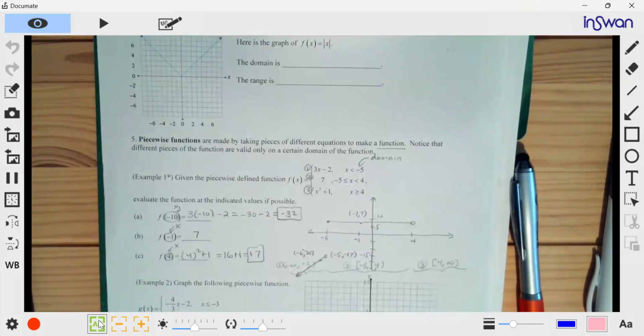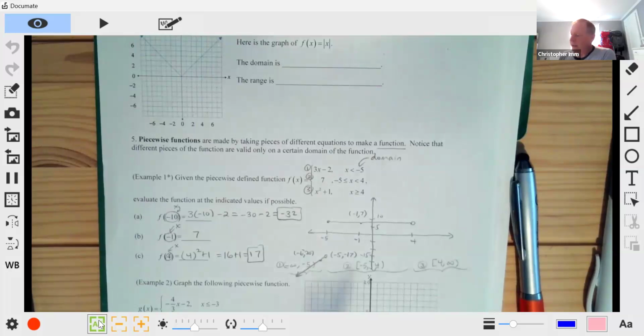Look good? Okay. Yes, that one makes sense to me. Okay, cool. So, sometimes these points get filled in by the other parts of the graphs, and sometimes they don't.